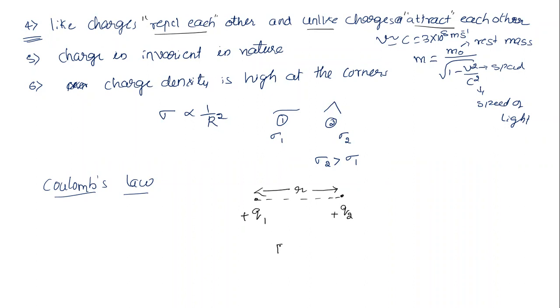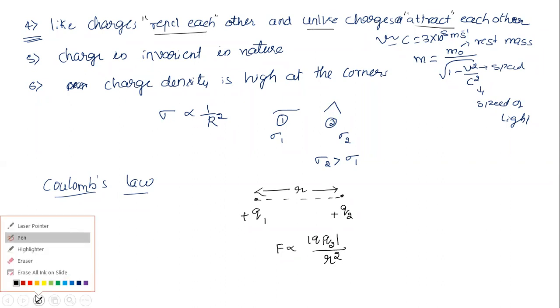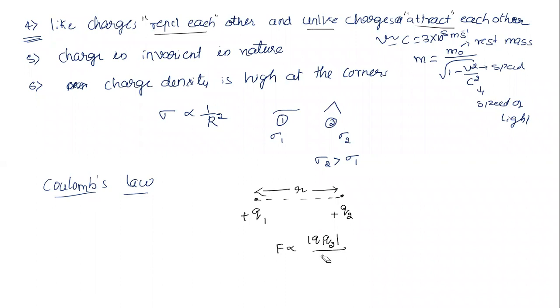The force of repulsion between them is proportional to the magnitude of these two charges and inversely proportional to the square of the distance between them. If I write this separately, first, the force is directly proportional to the product of the magnitudes of these two charges, and this force is inversely proportional to the square of the distance between them.